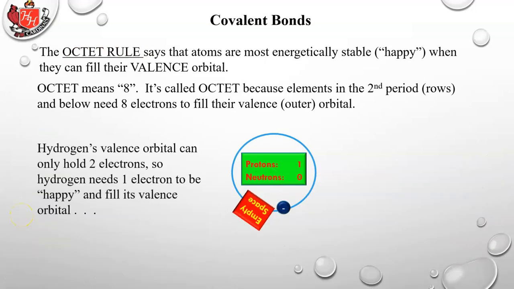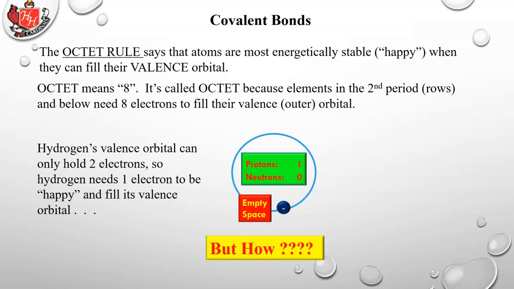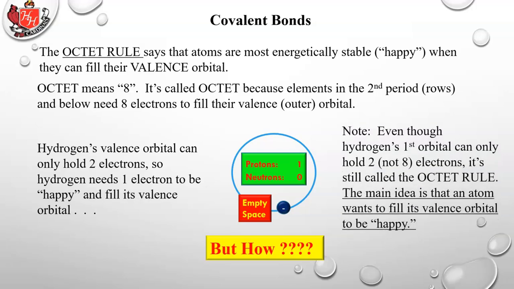Now, hydrogen's valence orbital can hold 2 electrons. So hydrogen needs 1 electron to be happy and fill its valence orbital. And again, the question is how? So note that even though hydrogen's first orbital can only hold 2, not 8 electrons, it's still called the octet rule. The main idea is that an atom wants to fill its valence orbital.